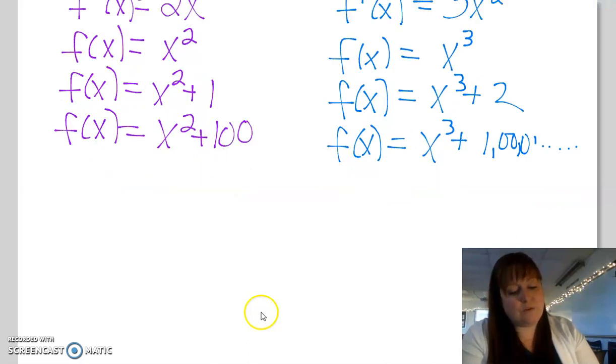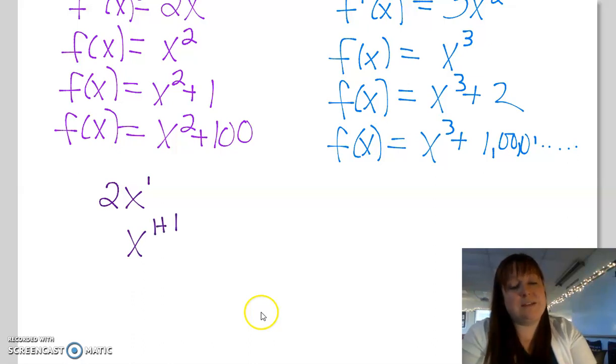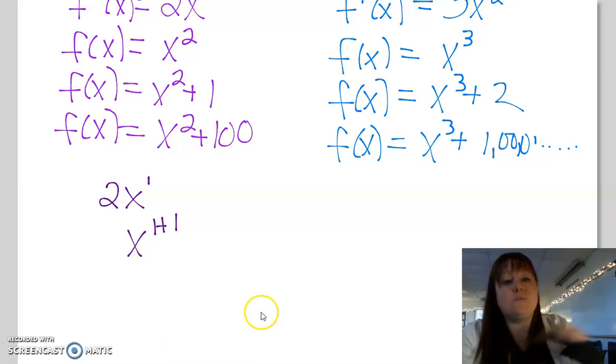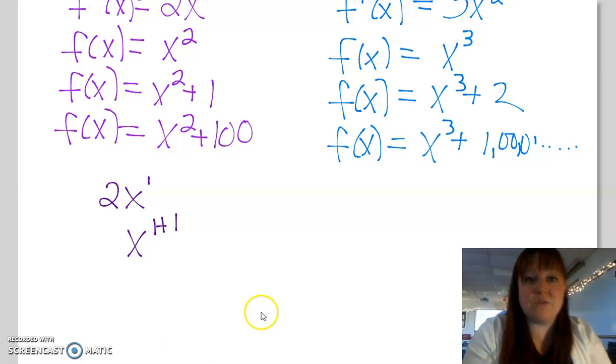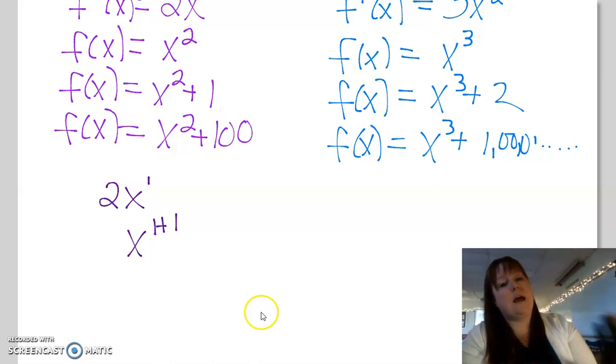Let's see. If the derivative is 2x, what would I have to do to 2x to get it back to x squared? This is 2x to the first, really. So I had to add 1 to the exponent, because I have to undo that I subtracted 1. When I'm finding the derivative, I subtract 1. The integral is the inverse operation. So when I'm finding the integral, I'm going to add 1. And that would get me to x squared.